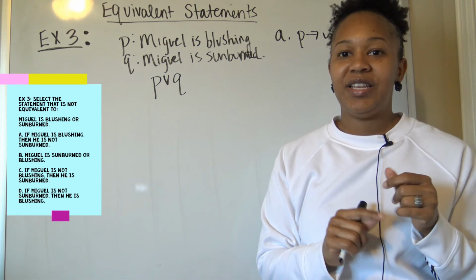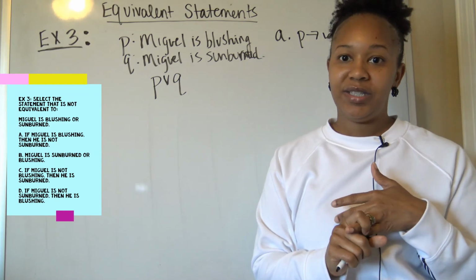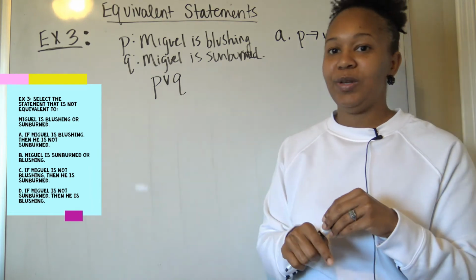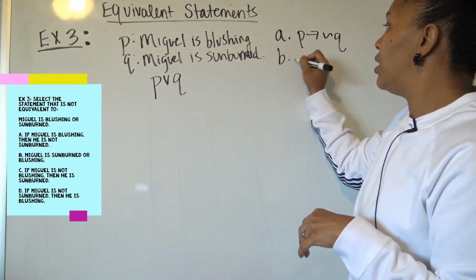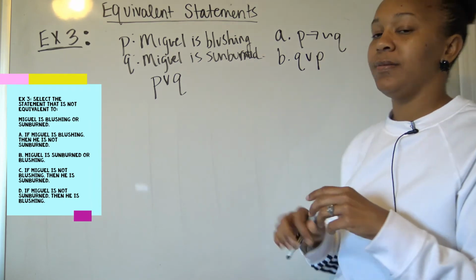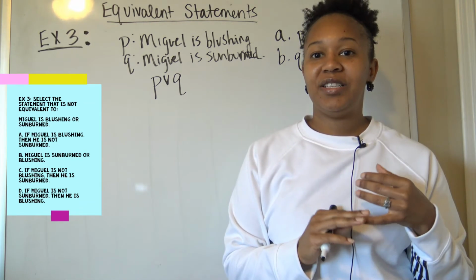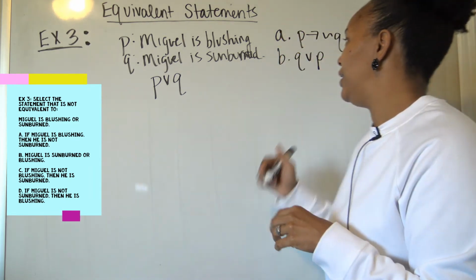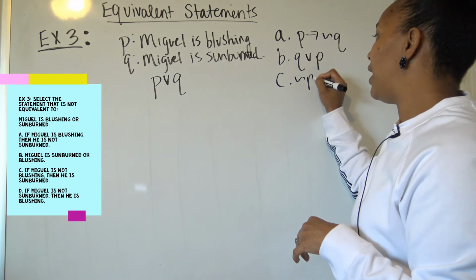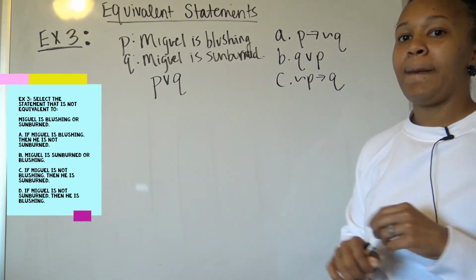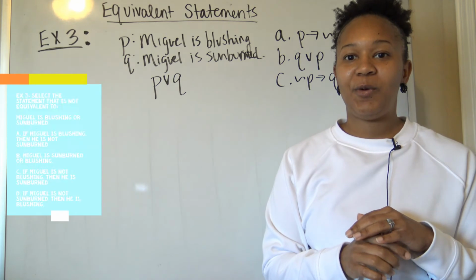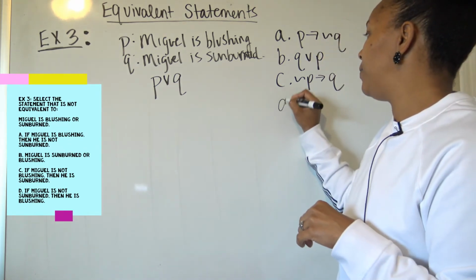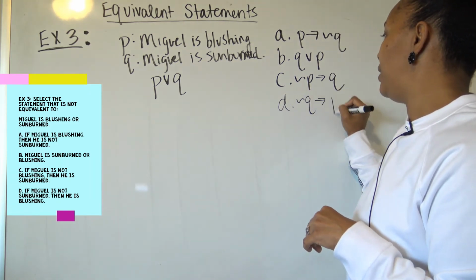The second statement is Miguel is sunburned or blushing. So basically it's saying what we said at first, but it just switched the order. So that would be Q or P. So the third statement is, if Miguel is not blushing, then Miguel is sunburned. And so that would be in symbols, if not P, then Q. The last statement would be, if Miguel is not sunburned, then Miguel is blushing. So that would be, if not Q, then P.